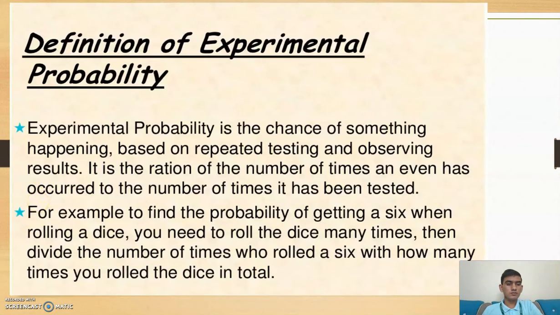Before knowing the mean of a binomial distribution, first we should know what is probability, because it is related. Probability is an experiment. It is the chance of something happening based on repeating testing and observing results. It is the ratio of the number of times an event has occurred to the number of times it has been tested. For example, to find the probability of getting a 6 when rolling a die, you need to roll the die many times, then divide the number of times you rolled a 6 by how many times you rolled the die in total.